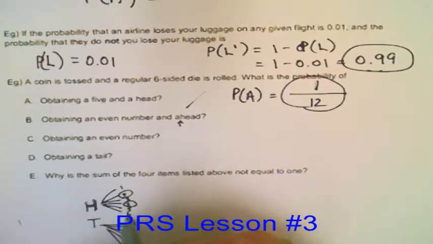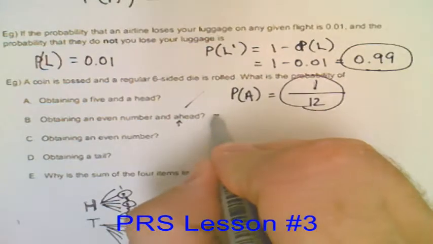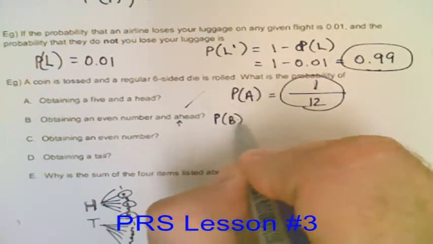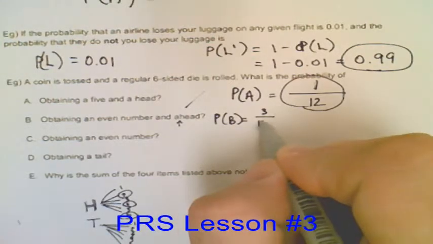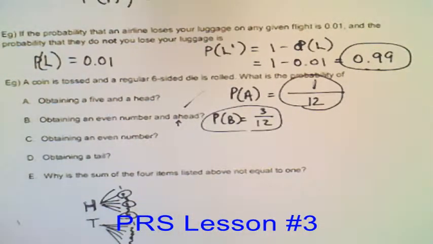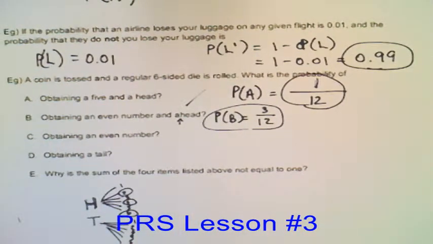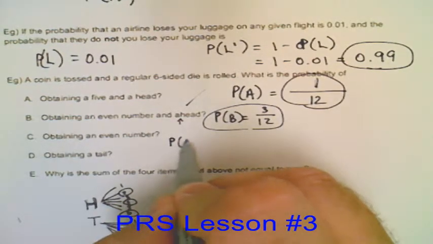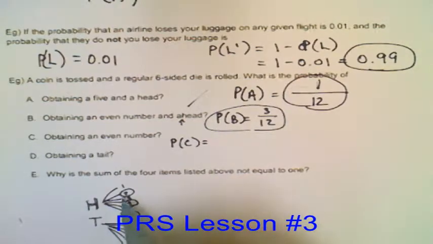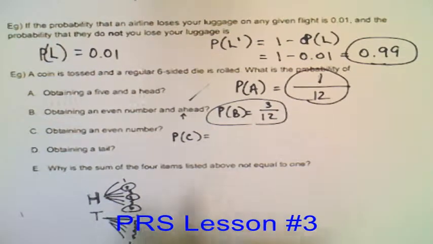Obtaining an even number and a head. Okay, there's supposed to be a space in there. An even number and a head. So a head and a 2, a head and a 4, or a head and a 6. There are 3 of those. So the probability of this happening, I'm just going to call it B. There are 3 favorable events out of the 12 in total. So it's 3/12.